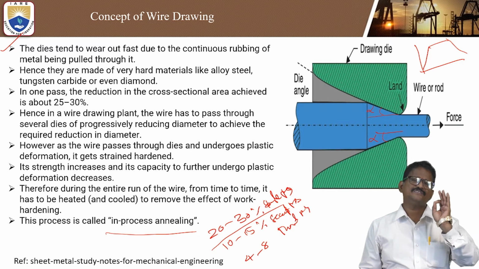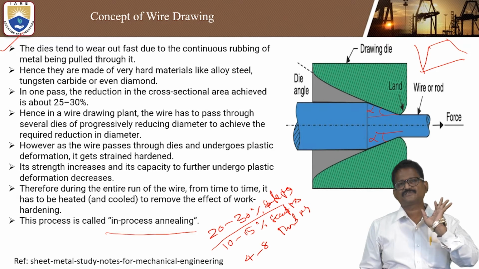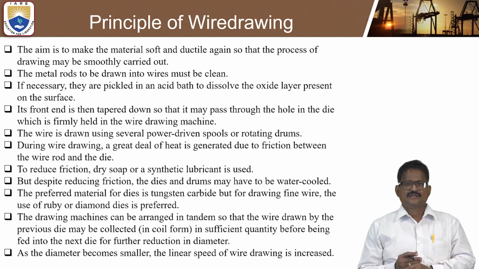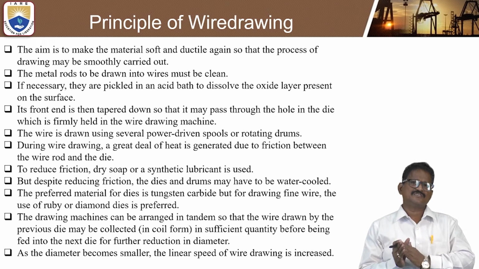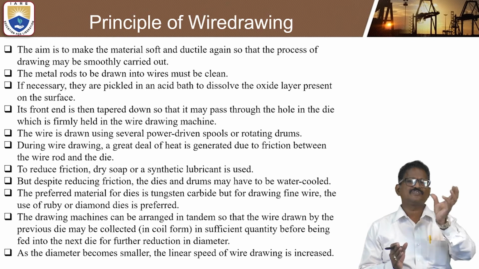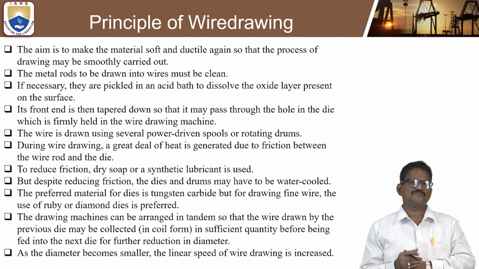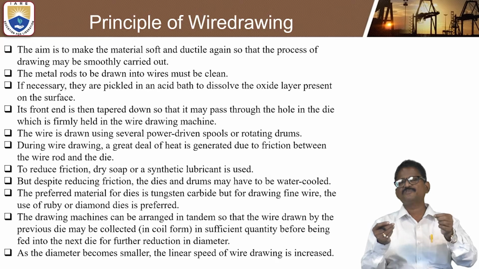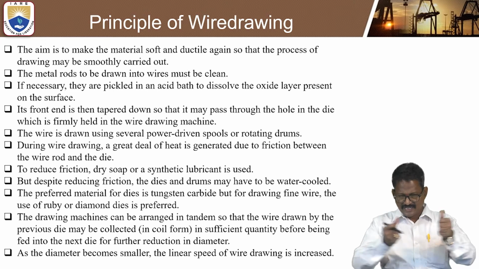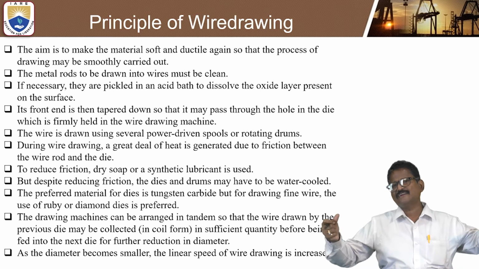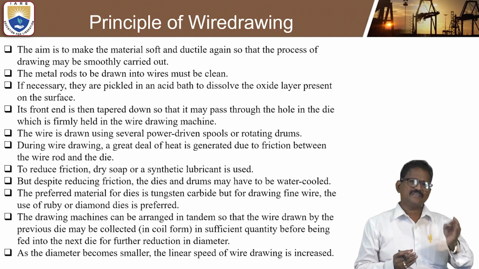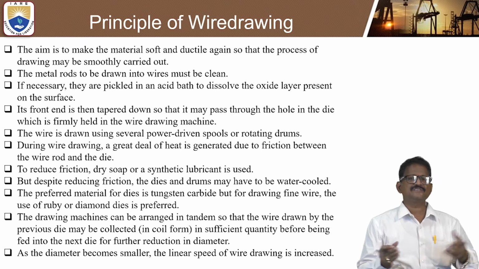This is the basic concept of the wire drawing process. Let us see the principle involved in wire drawing. In general, the main aim of wire drawing is to make the material soft or ductile, so that the process of drawing may be carried out smoothly. Even if we take a simple flexible plastic material, when it is elongated to a certain state, some breaking will also occur. That is why, if the material is soft, the process is very simple.